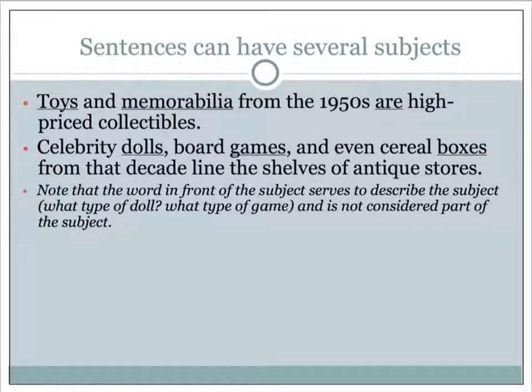Sentences can have several subjects. Toys and memorabilia from the 1950s are high-priced collectibles, so our subjects there are toys and memorabilia. And in the second sentence, celebrity dolls, board games, and even cereal boxes from that decade line the shelves of antique stores. Note that the word in front of the subject serves to describe the subject. What type of doll? Celebrity dolls. What type of game? Board games. Is not considered part of the subject.